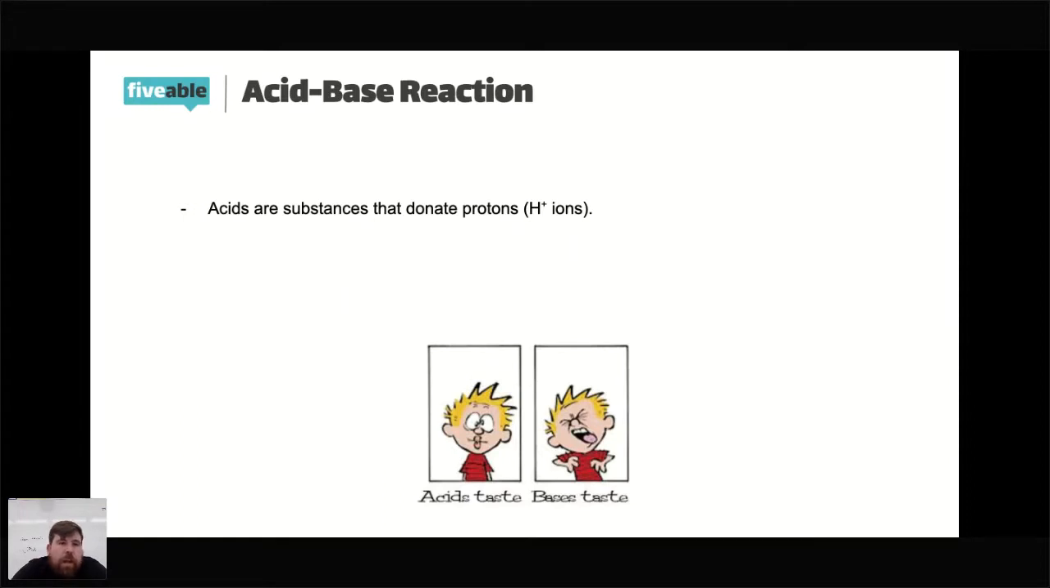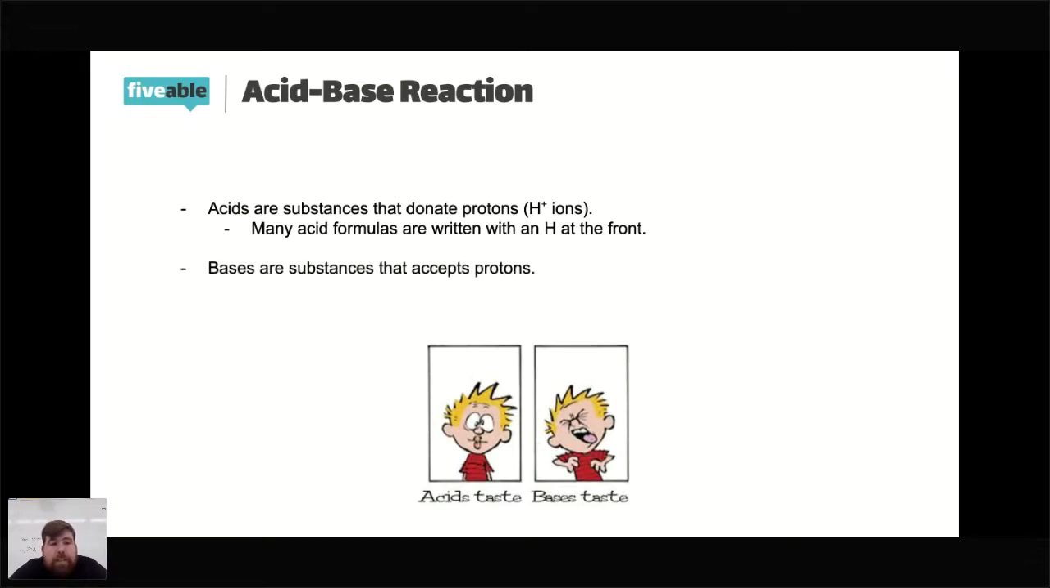Acids are substances that donate protons, and a proton is also considered the hydrogen ion. Many acids are written with the hydrogen in front. That hydrogen in front indicates a hydrogen that we can donate or get rid of. So that hydrogen in front is usually the acidic hydrogen.